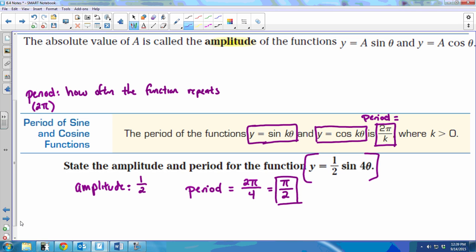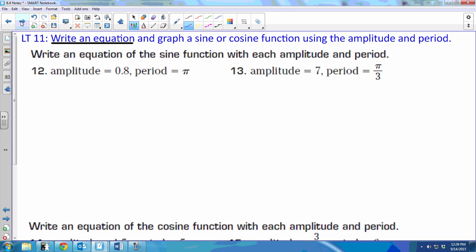That's not bad. For learning target 11, there's 2 parts. You should be able to write an equation for a sine or cosine function if they say, hey, here's the amplitude and here's the period. You should be able to write the equation. We should also be able to graph an equation if they give it to us. We're going to write equations first because that's easier, and then we'll get into the graphing part. And we'll take more time to do that.